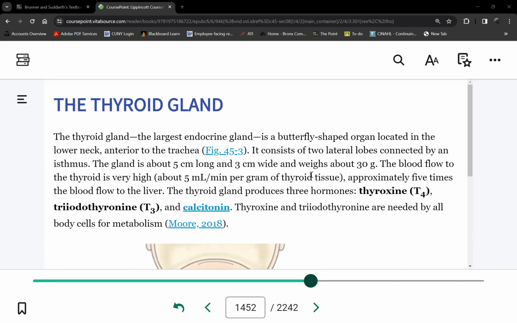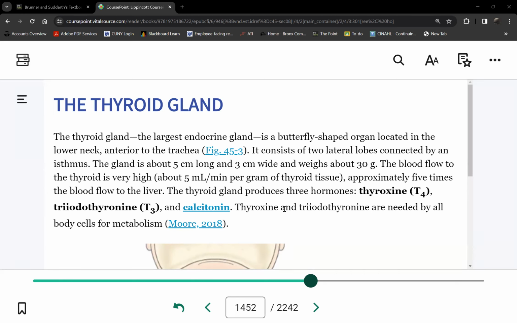It's an endocrine gland that produces three hormones: thyroxine, triiodothyronine, and calcitonin. The first two, T4 and T3, are your controllers of metabolism. High T3, T4 means you have high metabolism. Low T3, T4 means you have low metabolism. Calcitonin is a hormone needed in order to decrease calcium levels in the blood.